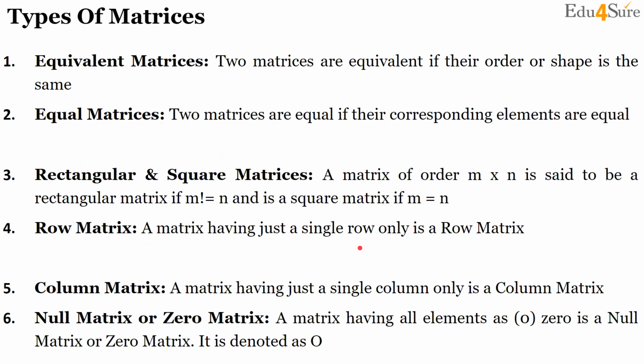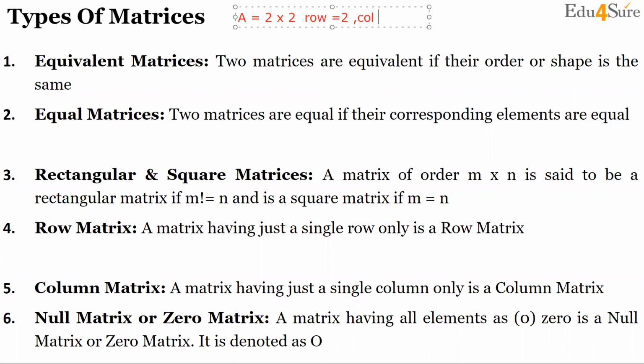So there are different kinds of matrices. Equivalent matrices means their shape and order are the same. What do you mean by this? Suppose here you have a matrix A of order 2 cross 2. What do you mean? It means you have 2 rows and 2 columns. Row is here 2 and column is here 2.